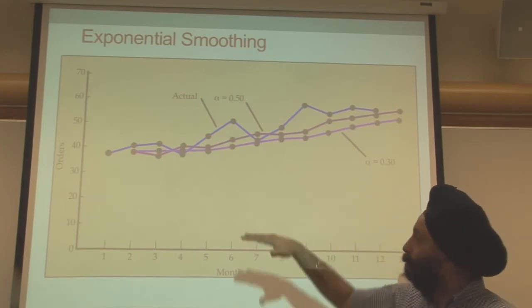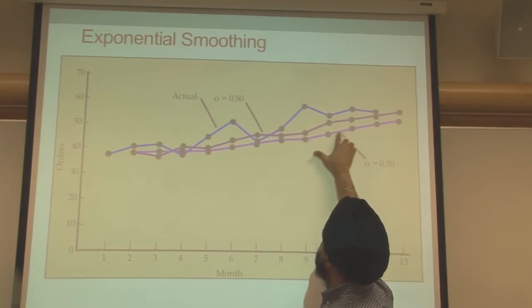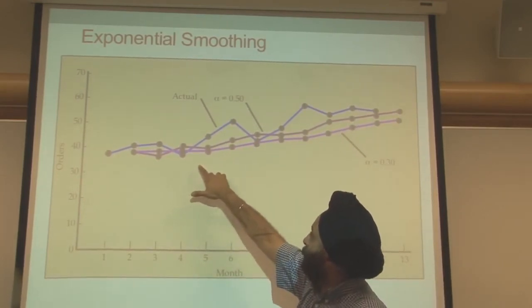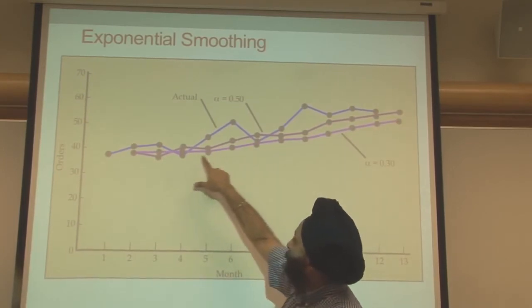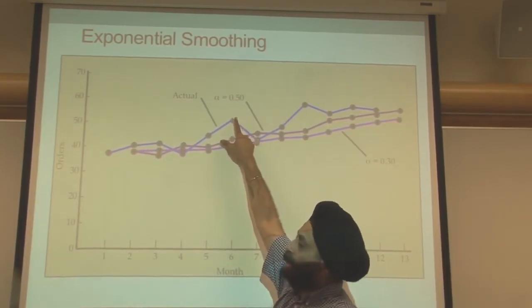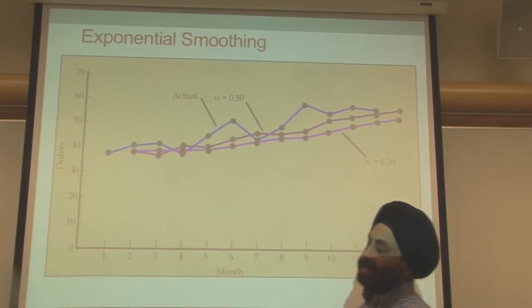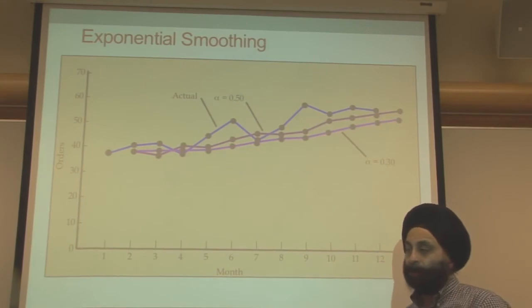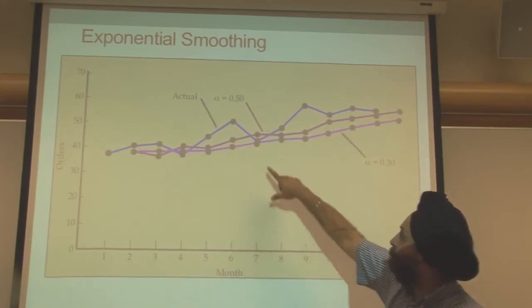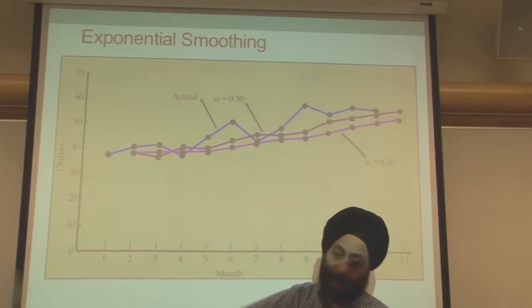So you'll see much more stable forecast, it doesn't veer too much. Actual is given with the blue line, and as alpha is increased, you'll notice that it also becomes sensitive to any recent changes in actual demand data. So alpha 0.5 is much more wavy as compared to alpha 0.3.